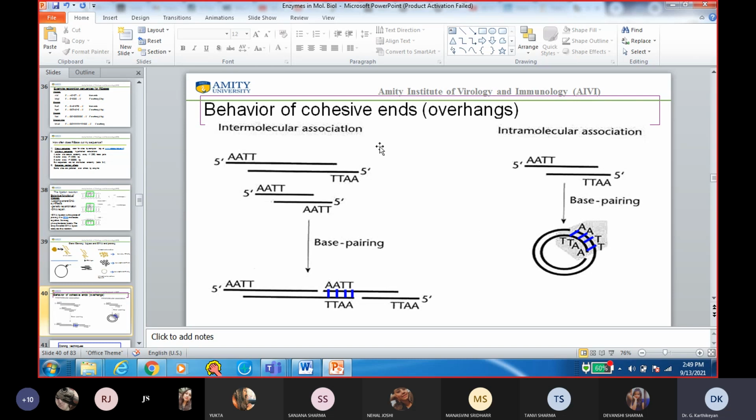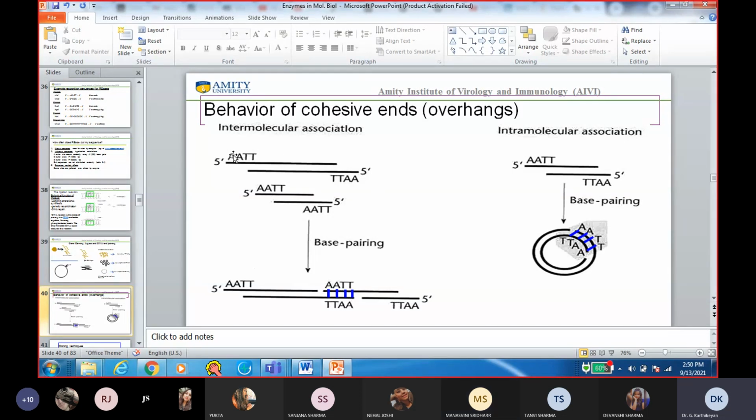So the reason why they do the ligation reaction at 4 degrees is simply because these termini behave differently at 37 degrees centigrade compared to 4 degrees centigrade. Is this clear or should I explain it? Sir, could you just explain it once more? Okay.